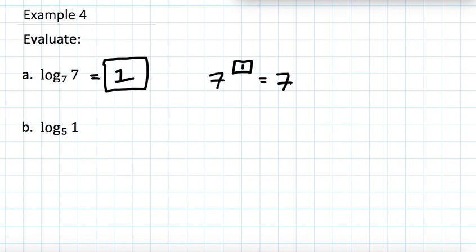For part B, the question here is 5 to what power equals 1? Well, any number to the 0 power is equal to 1. So the answer here would be 0. So if I have any number here as the base and the next number is 1, the answer would always be 0 because any number to the 0 power is equal to 1.